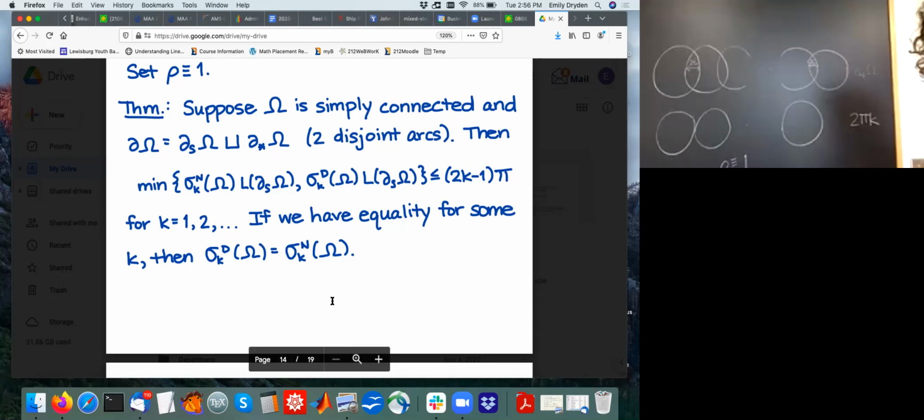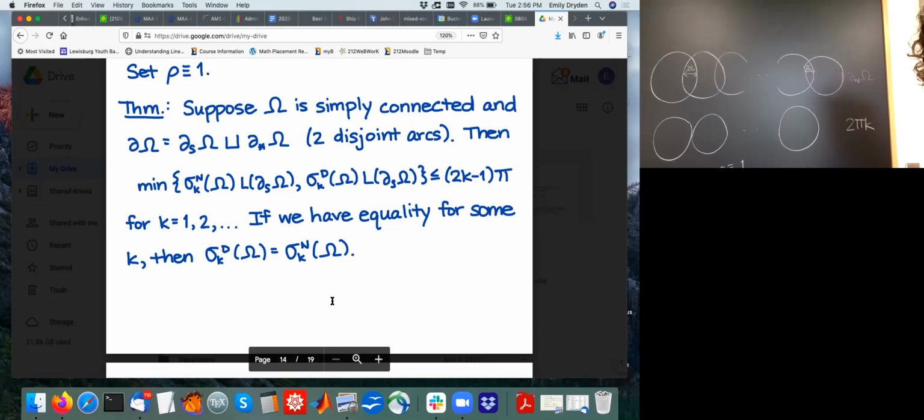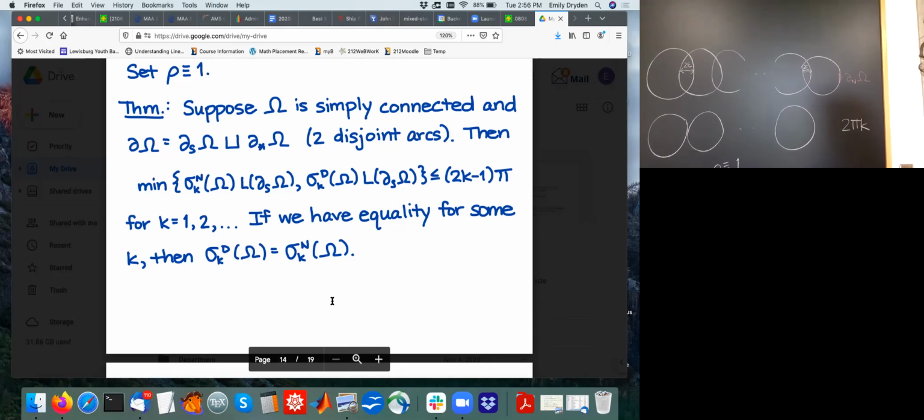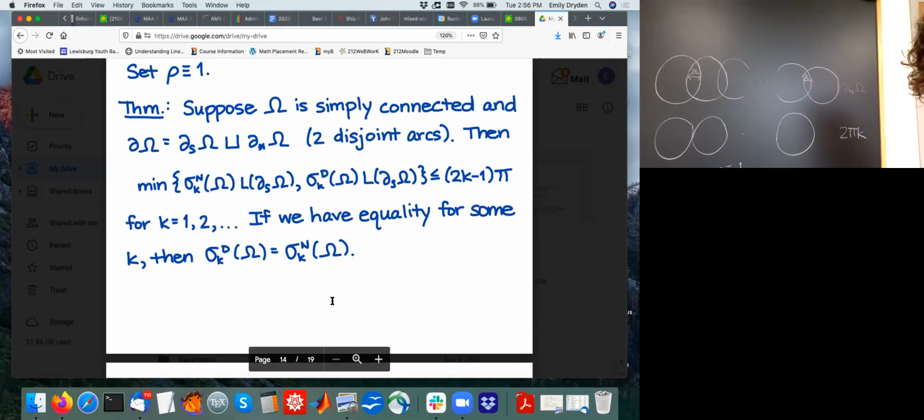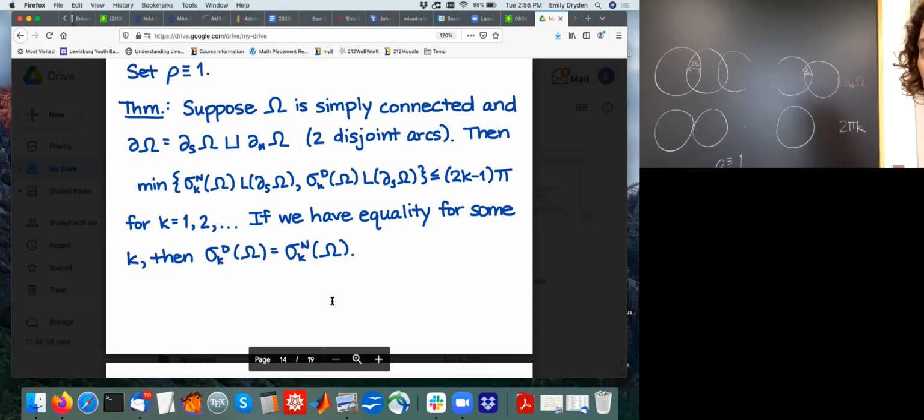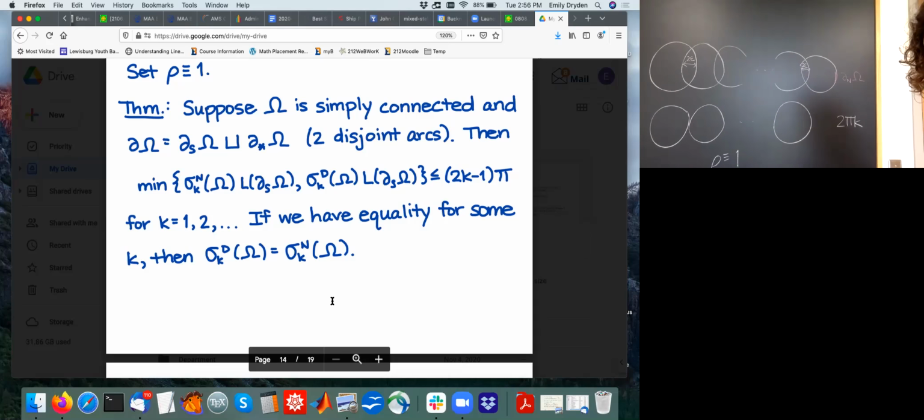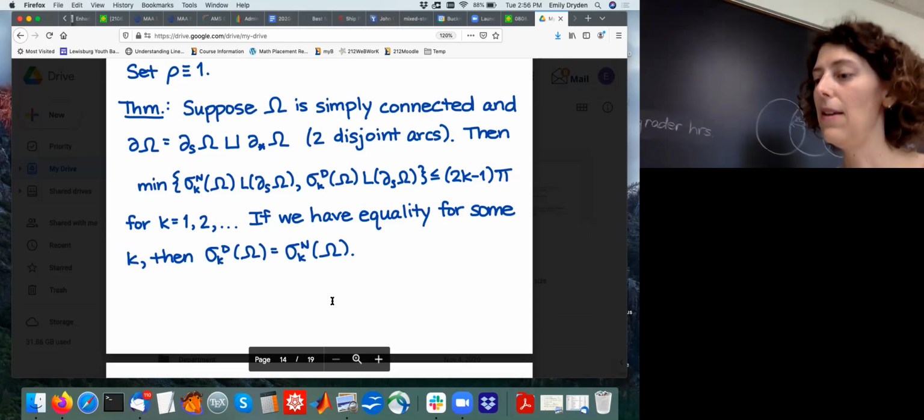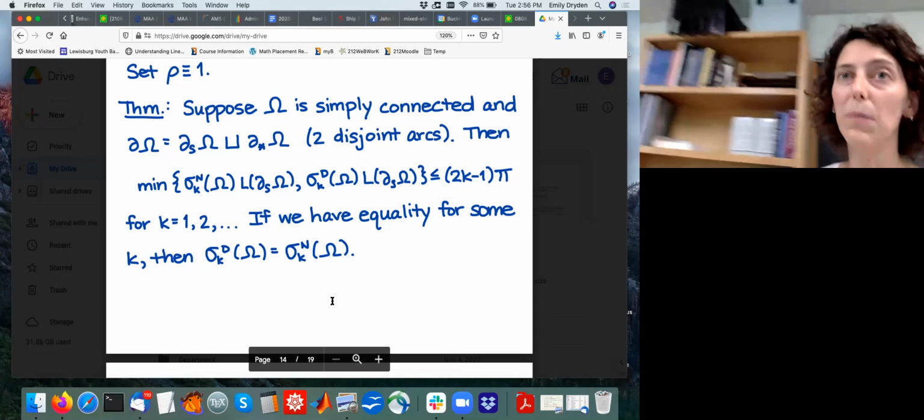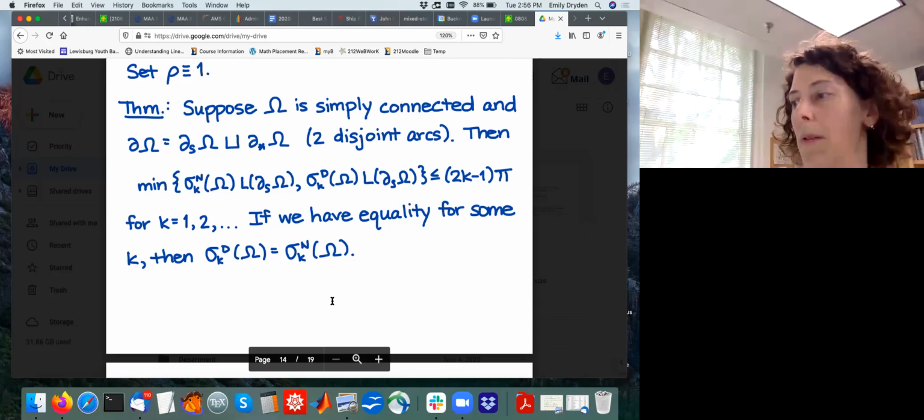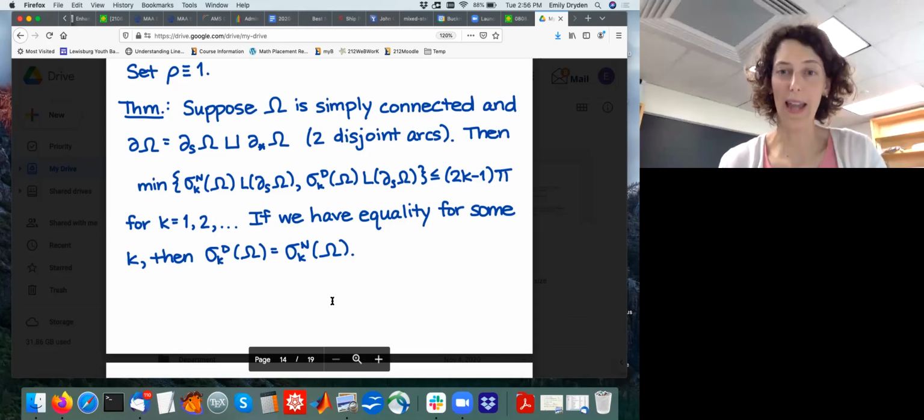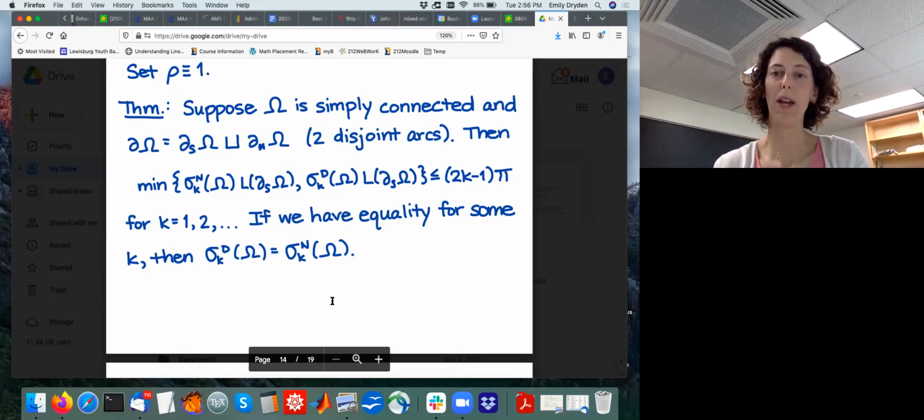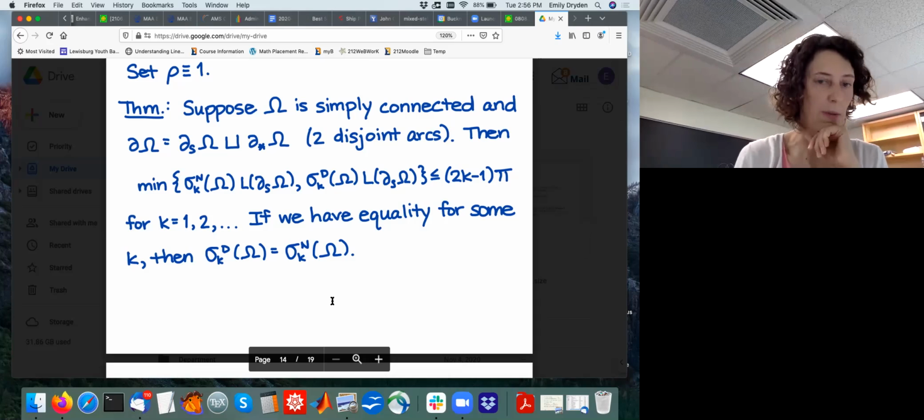Right? We know that that was the case. So what does that tell us? That tells us that the min of our two eigenvalues has to be the Dirichlet one. So we actually get control that the Dirichlet one is the minimum, because the Neumann one was 2. So the minimum is smaller and it was 2 pi k.